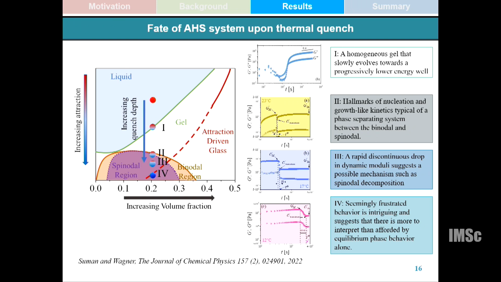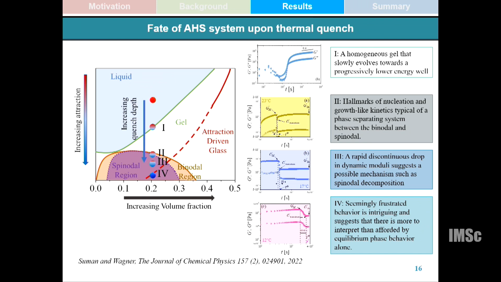and how the system would walk on the phase diagram over here. So this is a schematic picture which is trying to show how the system would be spanning the entire phase space. When we are at shallow thermal quench, we are in the gel-like region, but as we decrease the temperature, we have a sudden decrease followed by a slight increase, which suggests nucleation and growth-like dynamics, which suggests that the system might be in the binodal region.